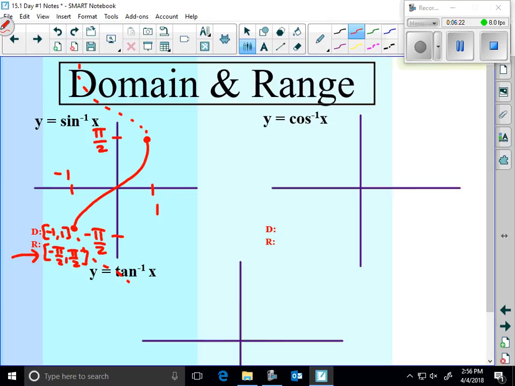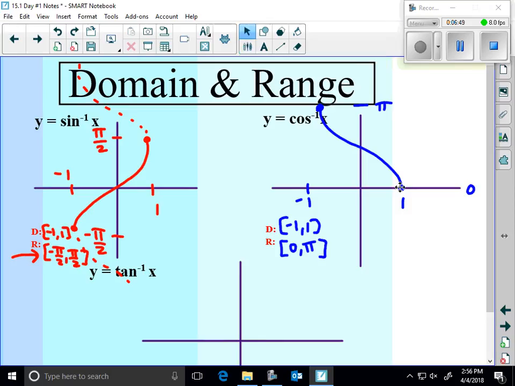Likewise with cosine, your calculator is restricted to this right here, where this is 1 and this is -1 and this is 0 and this right here is pi. So the domain will be the same, -1 to 1. The range will be 0 to pi. Okay, I'll have a nice little graphic at the end of this to help you with that.